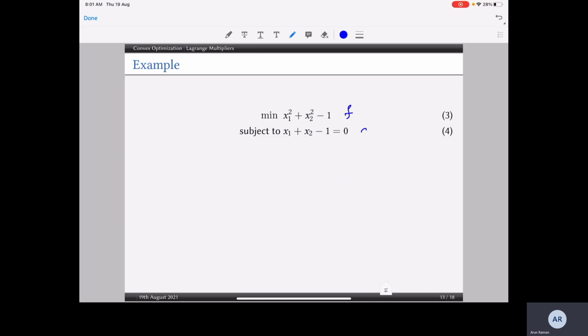This is our f, this is our g. Now, if we have to write the Lagrangian equation, we will do it in this way. Okay, this becomes our Lagrangian. Now, if we take the gradient with respect to L, we will get something like this.